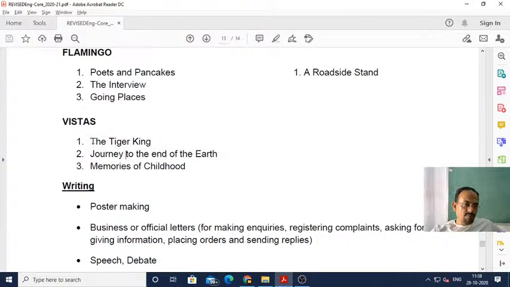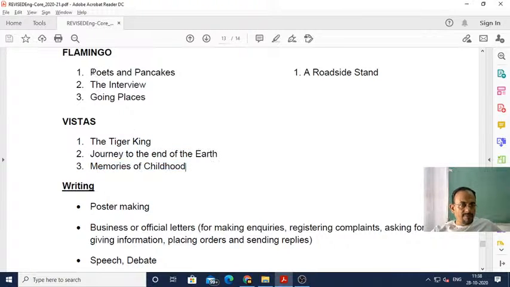We have already studied the Tiger King early in April. Therefore, we did not know that it's going to be deleted. Just leave this chapter. Journey to the End of the Earth also we have completed, because we completed this in the month of May or June. So by that time, CBSE did not come up with this syllabus. And then Memories of Childhood we haven't done yet, so we are not going to do this.